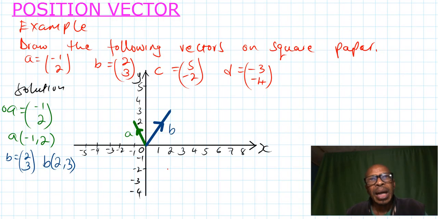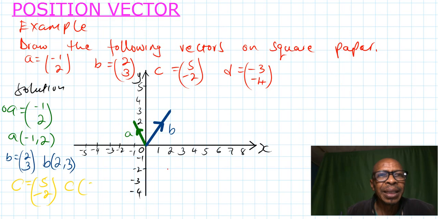Here we go to C. Now, when it comes to C, C is equal to (5, -2). So it means position C is (5, -2). We come here, identify 5 and minus 2. That is the point. We join that vector, we put the direction, and it means that this is our position vector C.